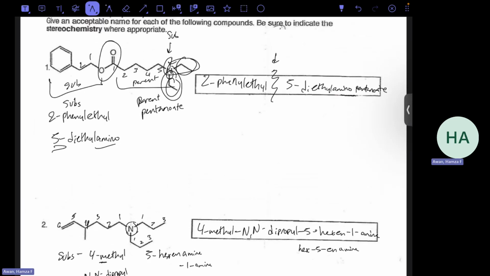So in this one, we won't use 5,5-diethyl, because the way that the amino works, we're not showing that we have two amine groups, right? We have one nitrogen, so we're only going to put one number there. That makes sense.